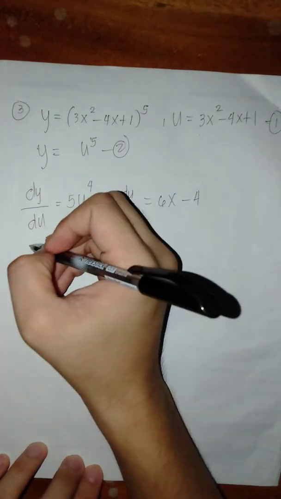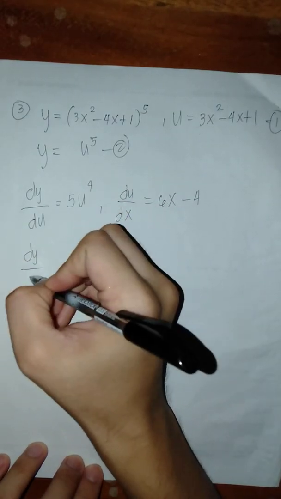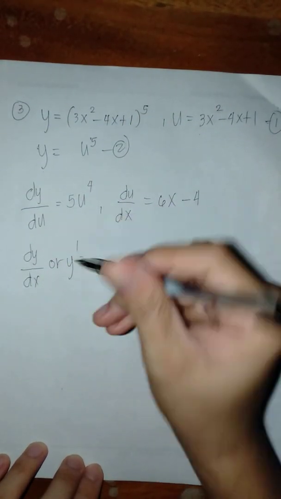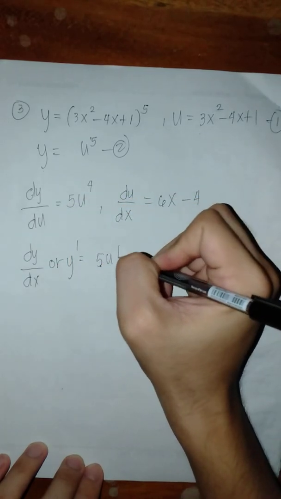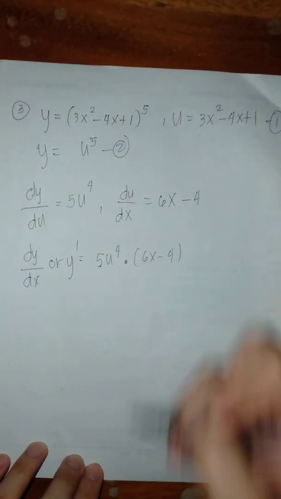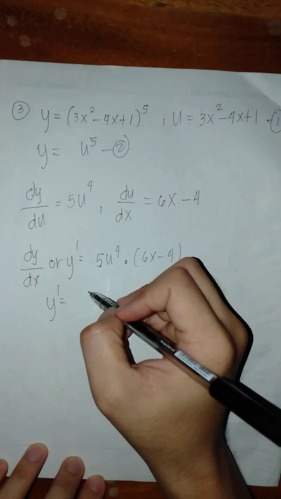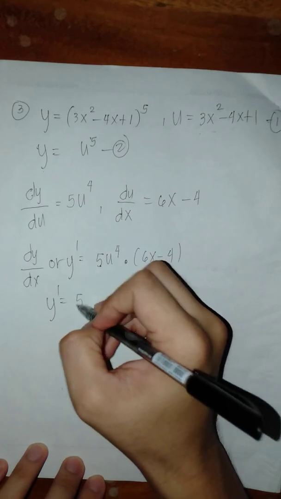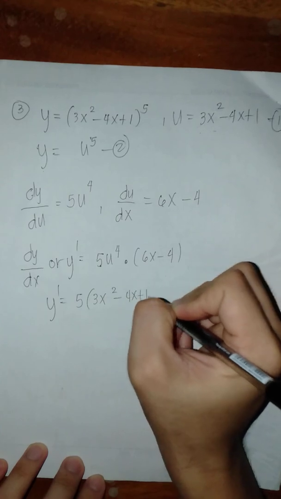Ayun na. Then, to get the derivative of this one, multiply mo. So, dy over dx, di ba? Derivative of y with respect to x, or y prime, is equals to product nito: dy over du, which is 5u to the 4th times du over dx, 6x minus 4. Then, y prime is equals to 5, of course, di pa tapos yan. So, yung tinanggal mo na u, ibabalik mo. So, 5 times 3x squared minus 4x plus 1 raised to the 4th power.